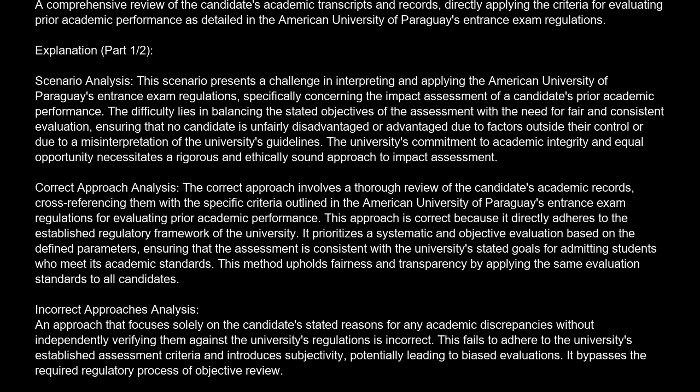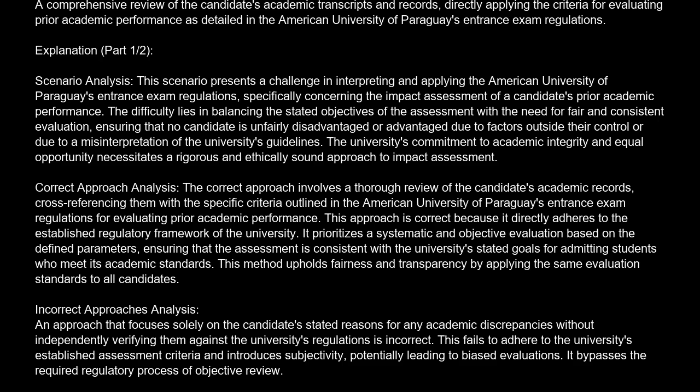Explanation. Scenario analysis. This scenario presents a challenge in interpreting and applying the American University of Paraguay's entrance exam regulations, specifically concerning the impact assessment of a candidate's prior academic performance. The difficulty lies in balancing the stated objectives of the assessment with the need for fair and consistent evaluation, ensuring that no candidate is unfairly disadvantaged or advantaged due to factors outside their control or due to a misinterpretation of the university's guidelines. The university's commitment to academic integrity and equal opportunity necessitates a rigorous and ethically sound approach to impact assessment.